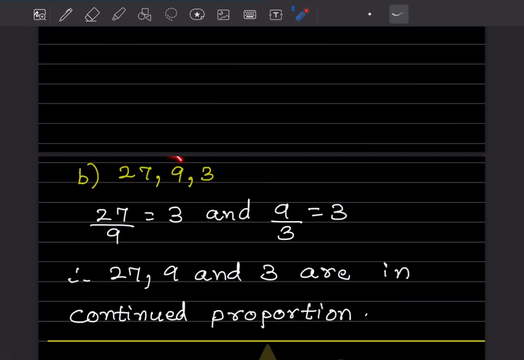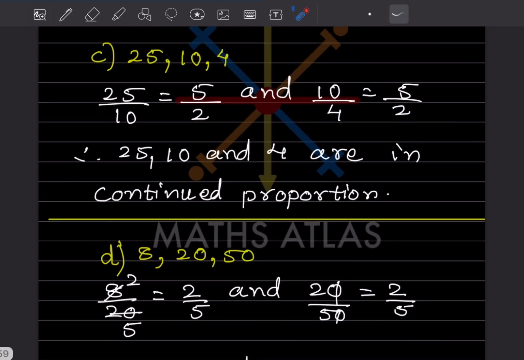Now here we'll take these 2 numbers and divide: 27 by 9, that is 3. And we'll take these 2 numbers and divide: 9 by 3 is 3. So these both are the same. So we can say 27, 9 and 3 are in continued proportion.